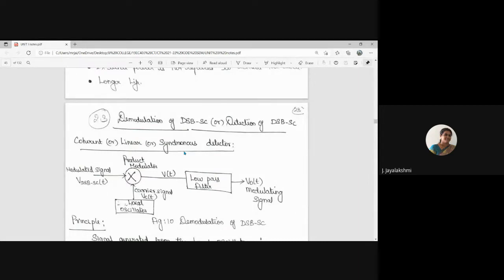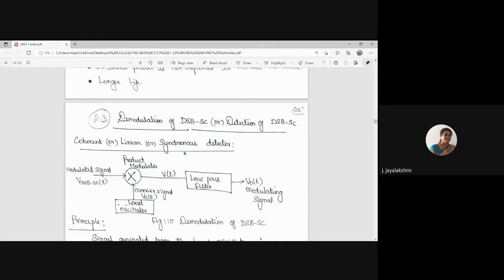Now you see how that is being done. That is called demodulation or detection. Demodulation can be done by means of linear detectors or non-linear detectors. So these are the two types of AM detectors. These non-linear detectors are sometimes called square law detectors. And linear detection has two types. One is non-coherent or envelope detection. Another one is coherent or synchronous detection.